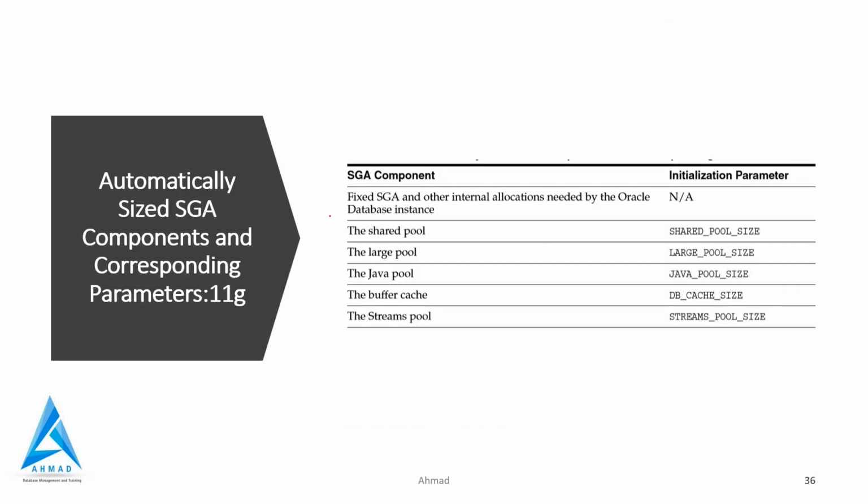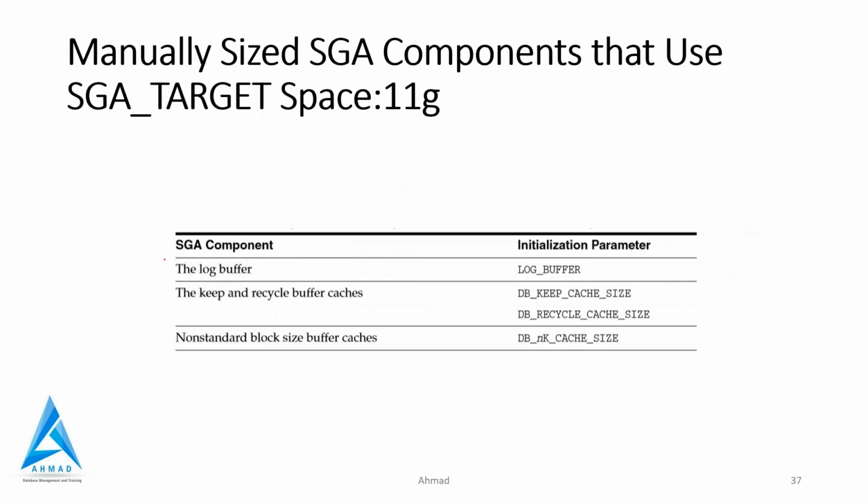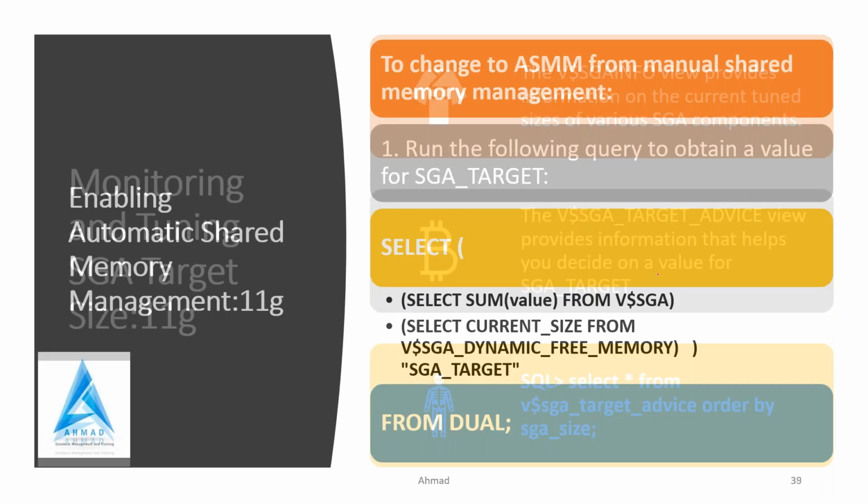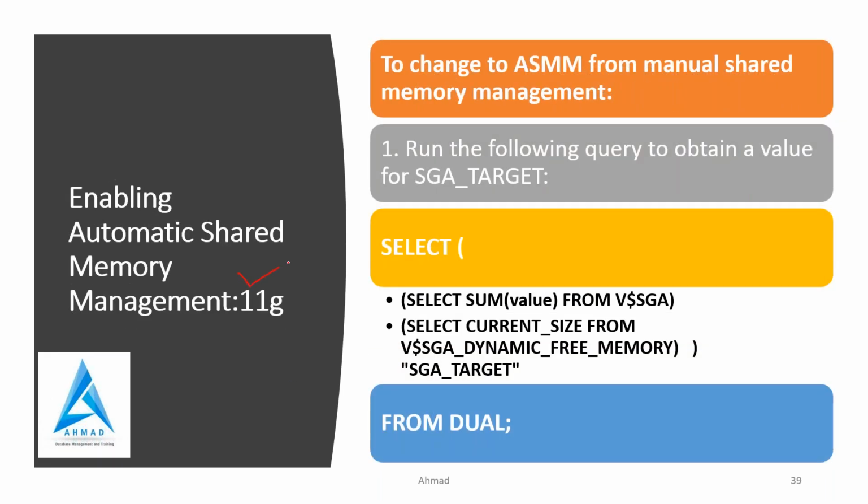And in 11g also, your shared pool, your large pool, your Java pool, your buffer cache, your streams pool are managed automatically, and your fixed SGA also. The log buffer, keep, recycle, and non-standard buffer cache will not be managed. And for monitoring and tuning SGA target, we have V$SGA_INFO and V$SGA_TARGET_ADVICE. By that, you can check and decide the values of the components. And this is the way you can enable automatic shared memory management.